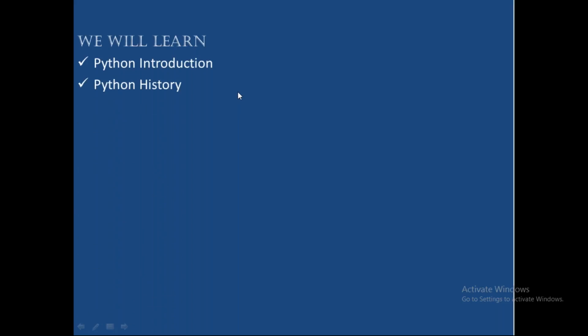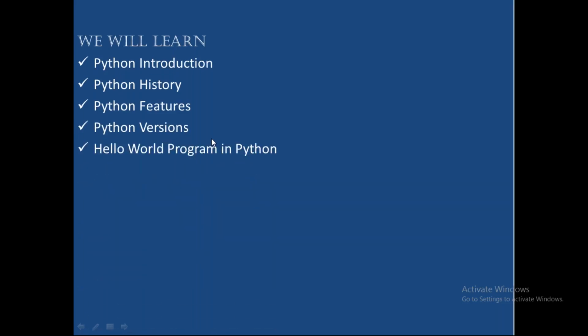Then we will talk about Python history, Python features. Next, we are going to talk about Python versions. What are the different Python versions we have? Then we are going to see how to write a hello world program in Python. Then Python identifiers, what is meant by a Python identifier. Then I'm going to talk about Python keywords. What are the different keywords we have? What is the difference between identifier and keyword? You will come to know.